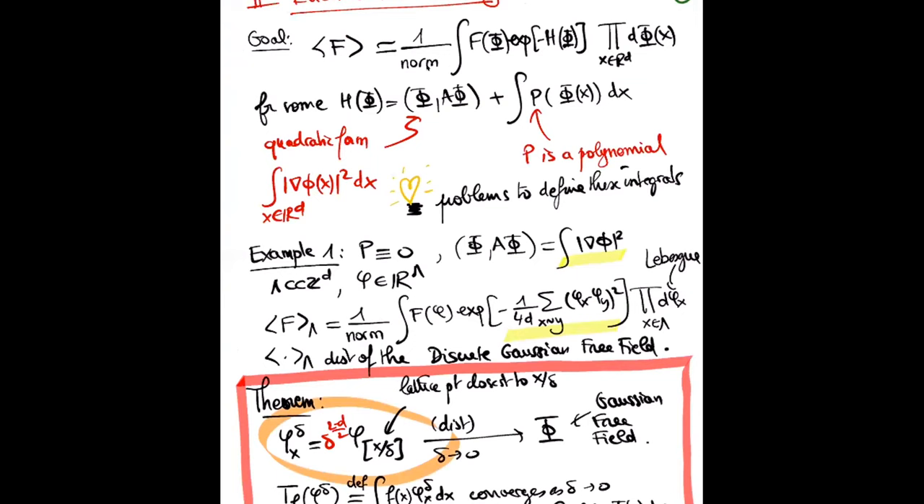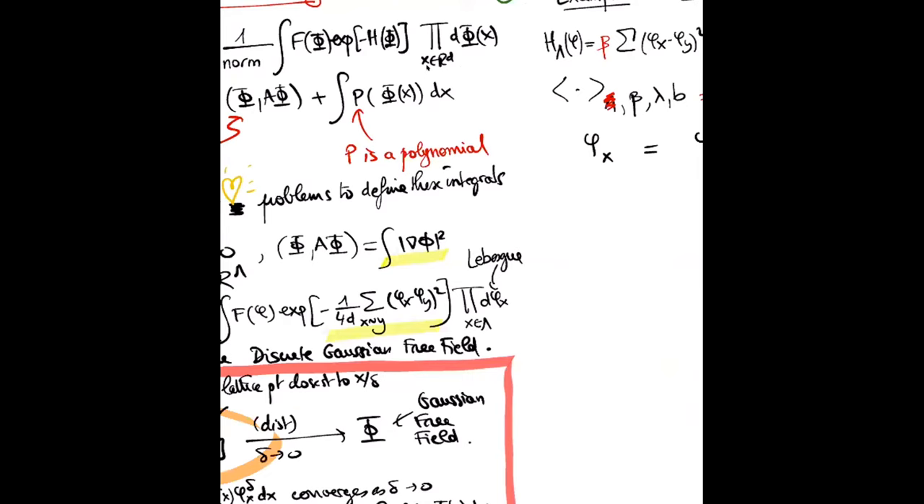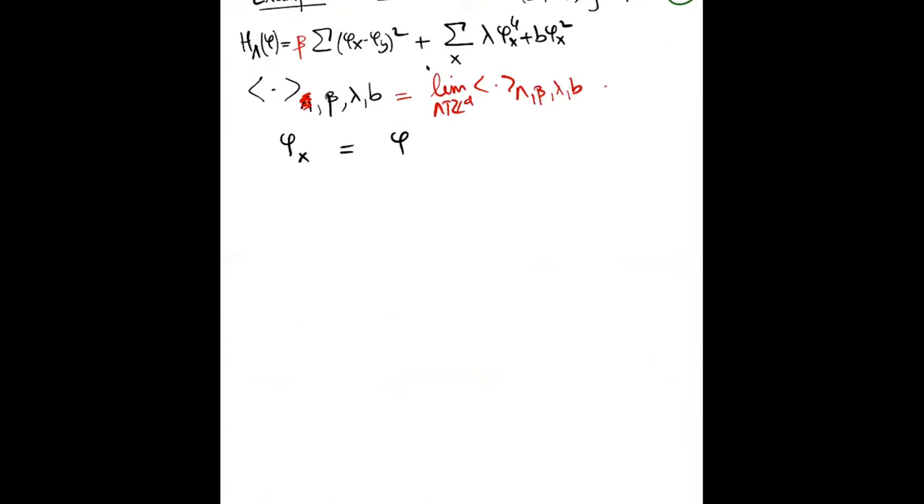And I can try again to take limits, to take phi x as a discrete field. Maybe the first thing I'm going to do is take the limit as lambda tends to zero. And now I can try to play the same game as here: discretize, renormalize, and try to take the limit and see whether I can construct something more interesting, more exciting than the Gaussian free field. Define lambda b, something like that, which has the same law as this.